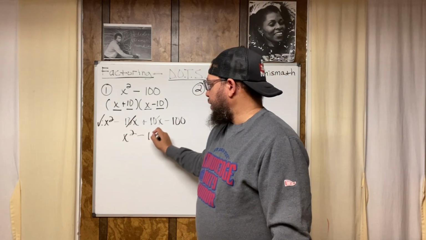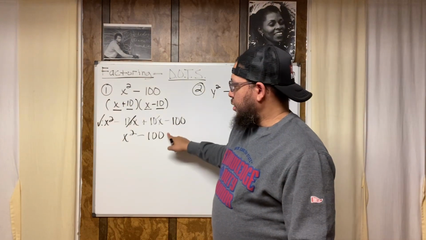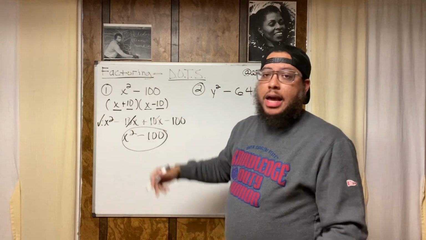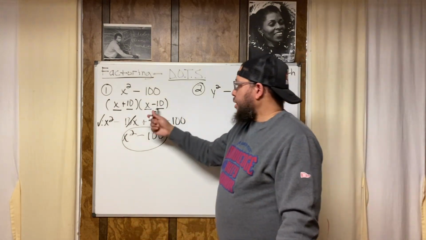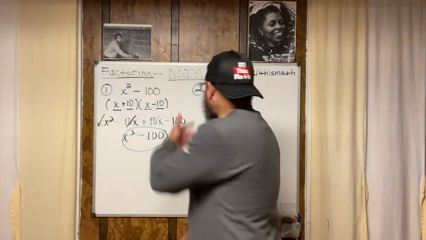x squared minus 100. And if we end up with what we started with, that means that our answer is good, right? That means that this is a good answer. And it's factored completely because this is not a difference of 2 squares and there's no GCF or anything. All right, let's look at this other example.